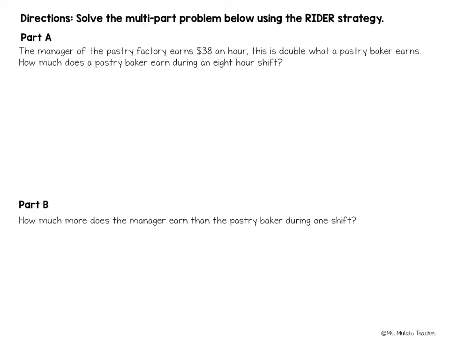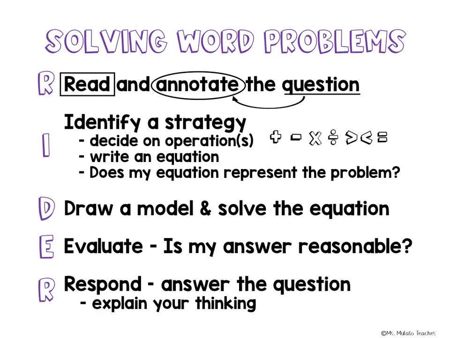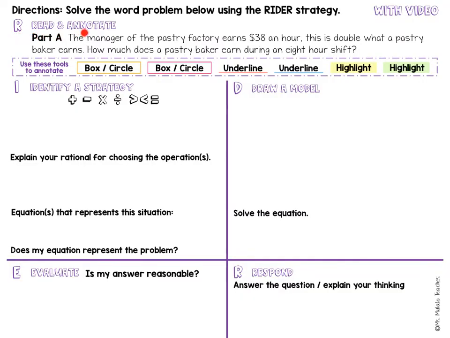Let's take a look at the writer strategy. The acronym WRITER helps us solve word problems, often that have multiple parts. These steps help guide our thinking so that we can identify the strategies that we will use, use our models efficiently, then evaluate: is our answer reasonable? We always begin by R, read and annotating the question. So let's begin. R, read and annotate.